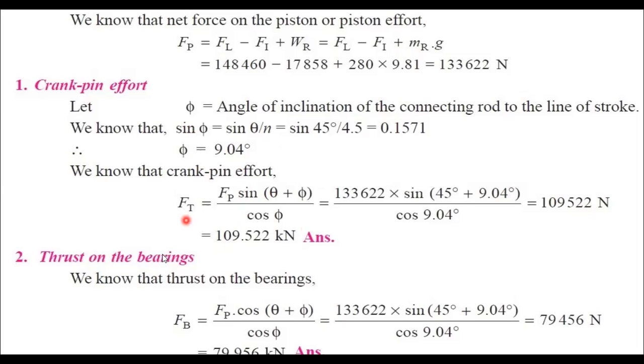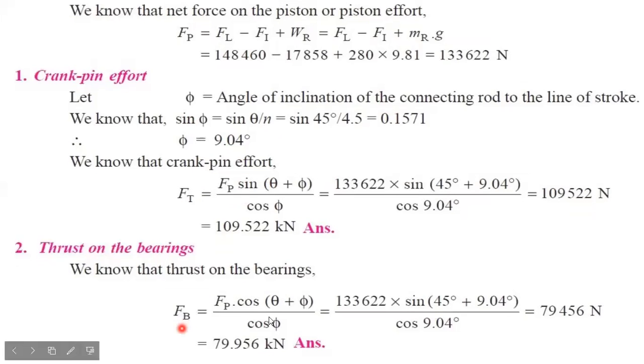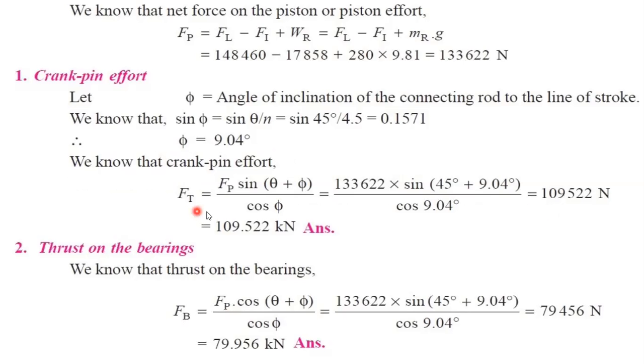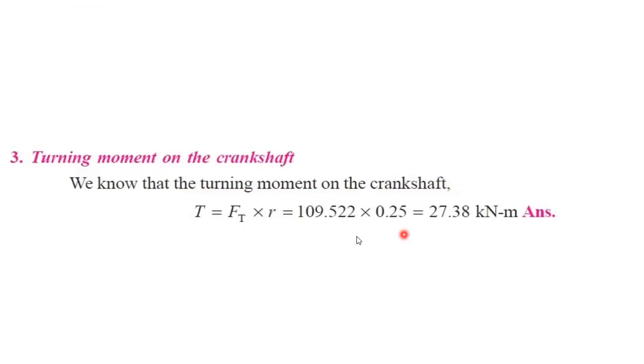Next is the thrust on the bearings. For the thrust on the bearings we have the formula with theta and phi values, which we just calculated, and the FP value we also calculated. Substitute all the values and you will get the thrust on the bearings. And last is the turning moment of the crankshaft. The turning moment of the crankshaft formula is FT into R, where R is the crank radius and FT, the crank pin effort, we just calculated. Substitute those values and we will get the result directly.